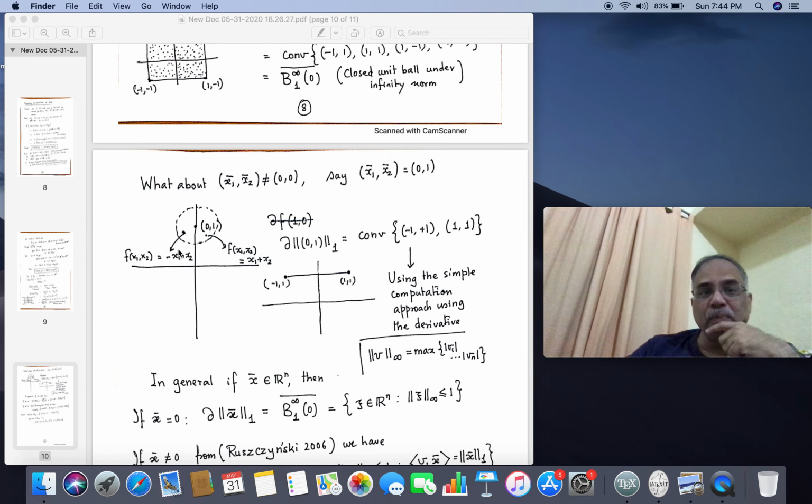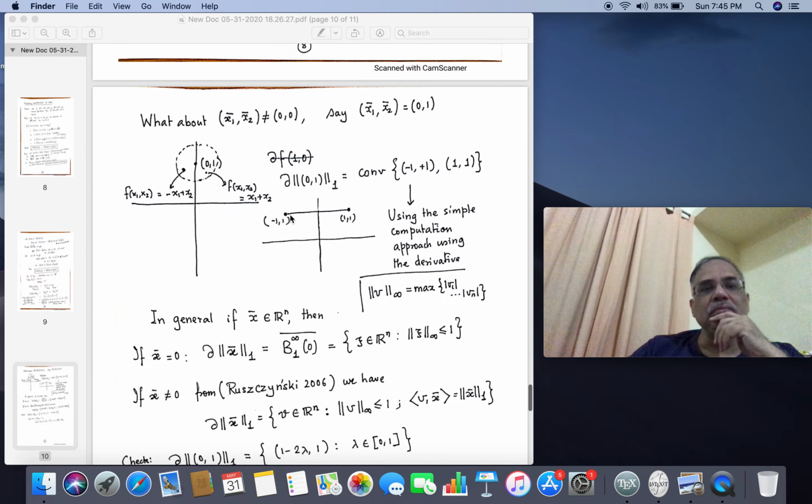So we have just looked at points approaching (0, 1) from all these directions. Ultimately it comes into the neighborhood, and it is either coming from the first quadrant or the second quadrant. Then we took the derivative at those points where it is differentiable, took the limits, which is anyway (-1, 1), they are fixed at every point, and also (1, 1), and then took their convex hull.